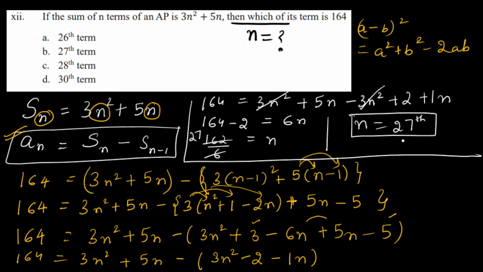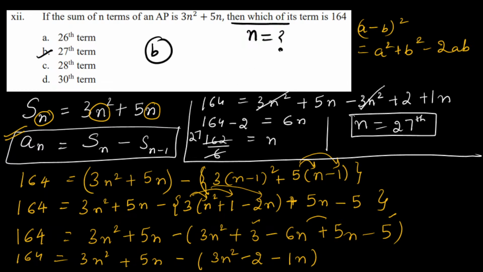Are you all getting 27 only? Because I got the value of n as 27. So 27th term, option B. Tarun has given the answer 27th term. So is it clear? Option B, 27th term.